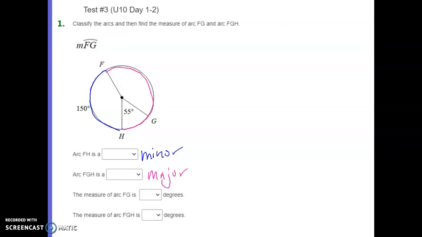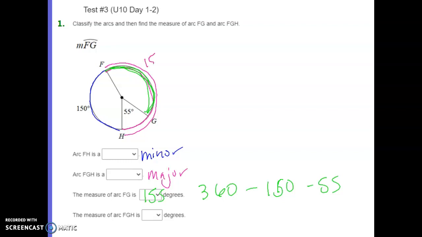The measure of FG is, where are we at? FG, right here, is 360 minus 150 minus 55. And that gives us 155. And the measure of FGH, so I think we found this one was 155, is going to be 155 plus 55. So that would be 210.